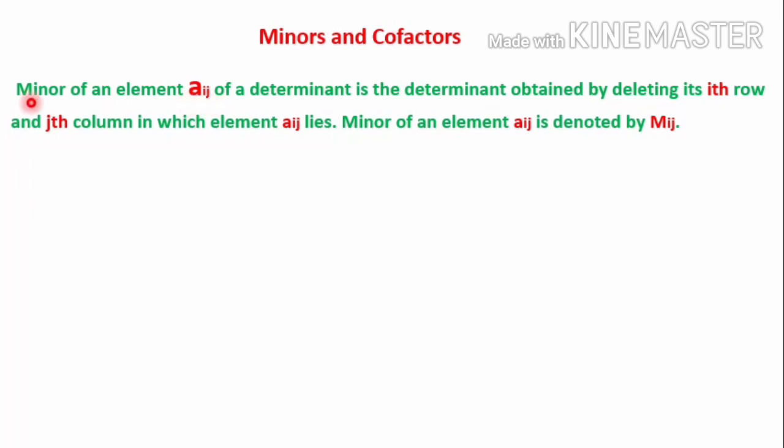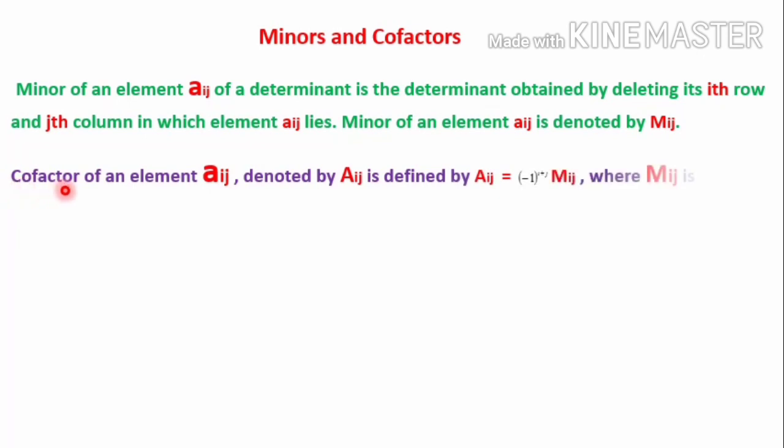So in general, the minor of an element Aij of a determinant is the determinant obtained by deleting its ith row and jth column. It means if I have taken the A11 element, I have to remove the first row element and first column element. That's what it is saying, by deleting its ith row and jth column in which element Aij lies. So the minor of an element Aij is denoted by Mij. M stands for minor, so capital Mij.